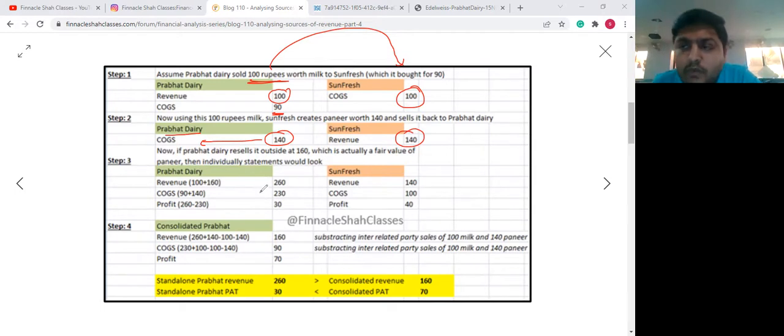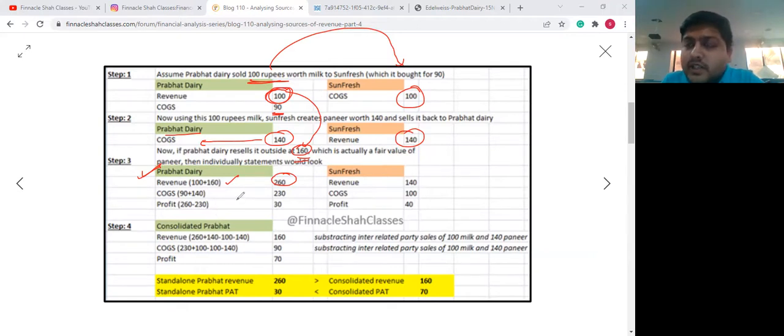At the same time, Prabhat Dairy sells, or rather resells, this paneer after buying it from its own subsidiary outside at 160 rupees. So that 140 rupees, which is recorded as COGS, will see a revenue boost of 160 rupees. Let's calculate the total standalone revenue of Prabhat Dairy: 100 rupees earned from milk and 160 earned from paneer. In total, you will see 260, which is where you see the working here, 100 plus 160.